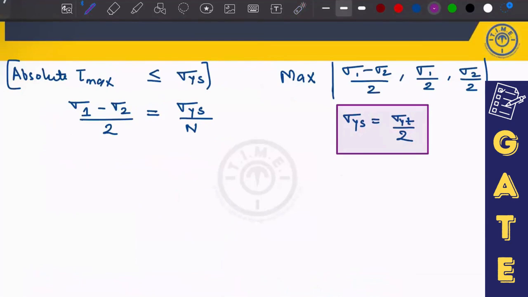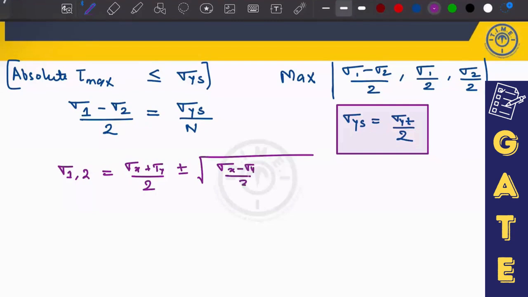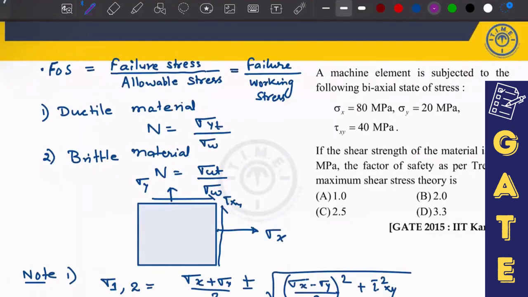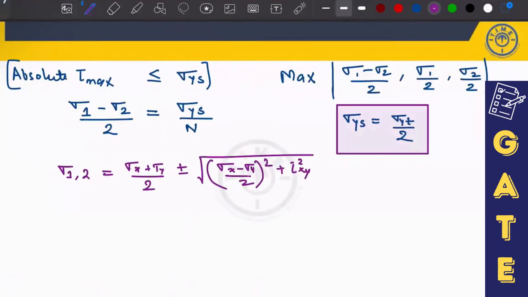Now, parallelly you have to solve with me. Sigma 1 and sigma 2 are nothing but sigma x plus sigma y by 2, plus minus the square root of sigma x minus sigma y by 2, whole square, plus tau xy square. Sigma x is 80, sigma y is 20 and tau xy is 40, which is already given in the problem. Once you solve, you will get sigma 1 and sigma 2.